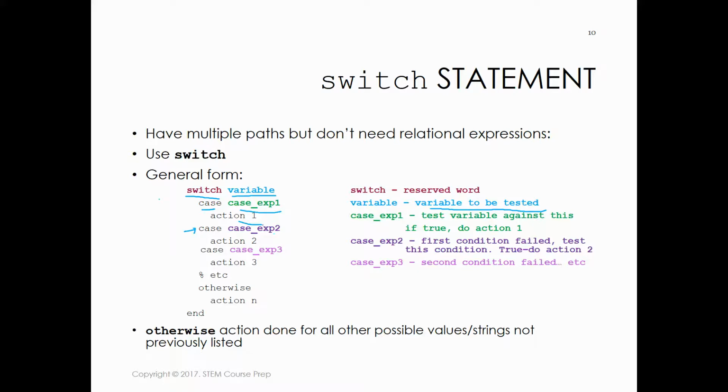This one will have another choice. Let's say it's blue, if we're still talking about colors. If color is blue, these two match, then we're going to do action 2. It just keeps on going, as many cases as you need, until we get down to the end, and then we're going to have the word otherwise. Otherwise we're going to do action N. And then we have the end statement. That's how it's set up.